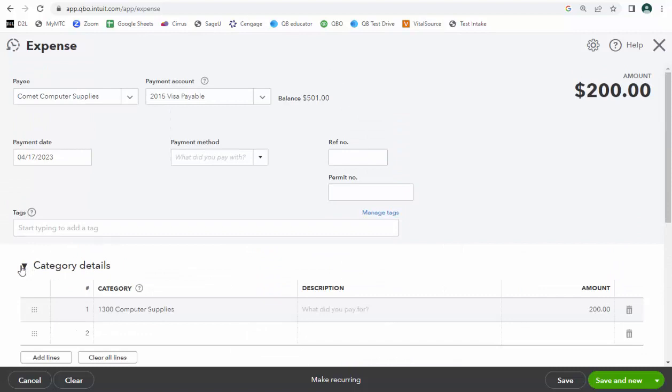So the journal entry, which is going to be recorded here, will be a debit to computer supplies and then a credit to my credit card liability account. So when you incur a cost and the way you pay for that is you pull out your credit card and you put it on your credit card, you want to record that under expense.